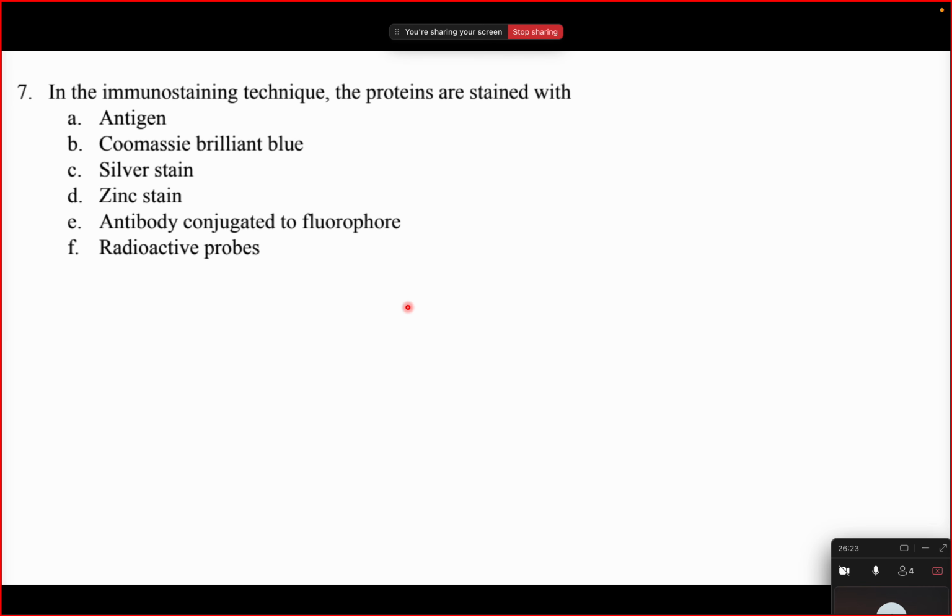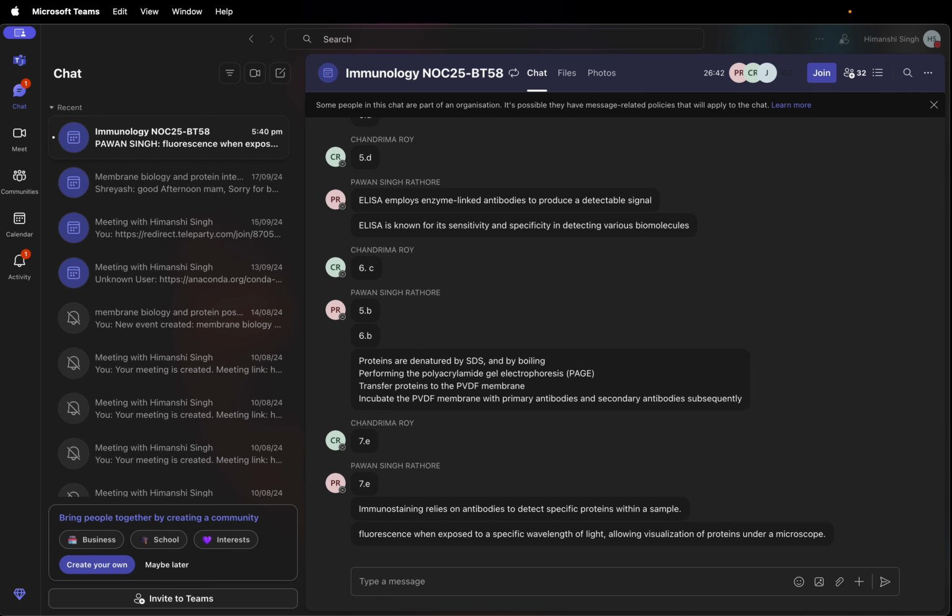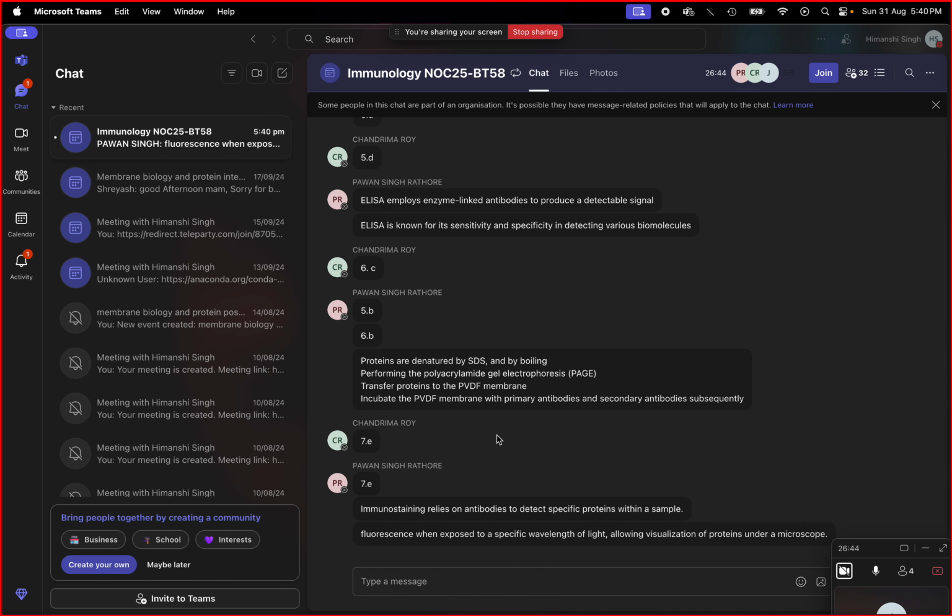Time is about to be over. I know all of you have given the answer already, but for those who might be attempting it later, we give this time. Okay, the time is up, and the correct answer is antibody conjugated to fluorophore.